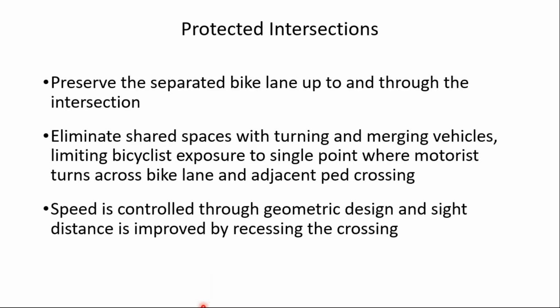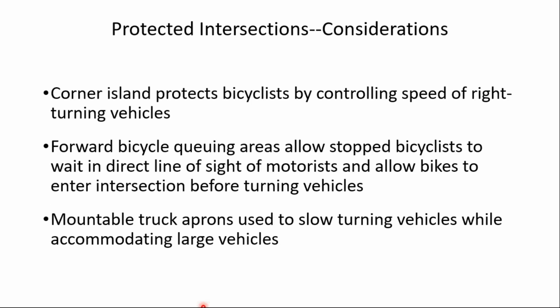Protected intersections. This preserves the separated bike lane up to and through the intersection, and they eliminate shared spaces with turning and merging vehicles. They limit bike exposure to a single point where the motorist turns across the bike lane and the adjacent pedestrian crossing. And the geometric design, the curb radius, is used to control speeds. There's a corner island that protects bicyclists by controlling the speed.